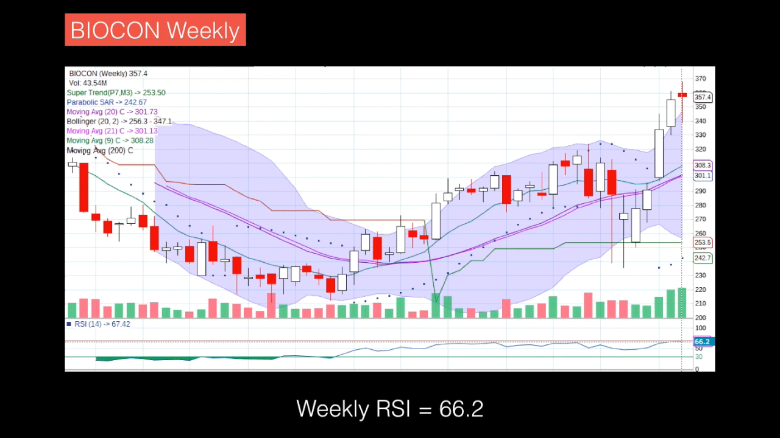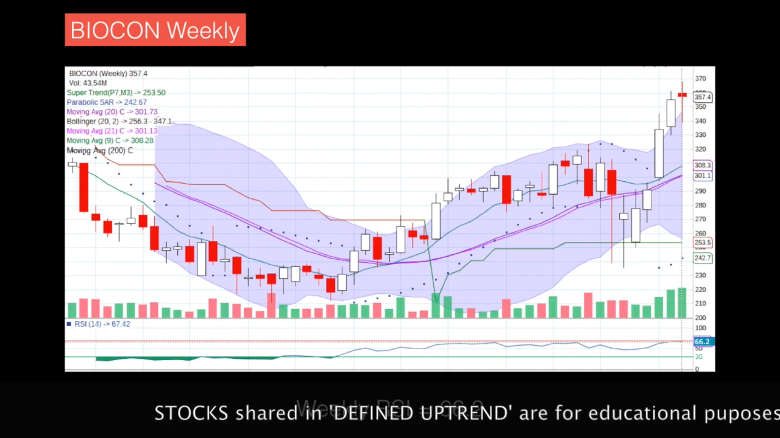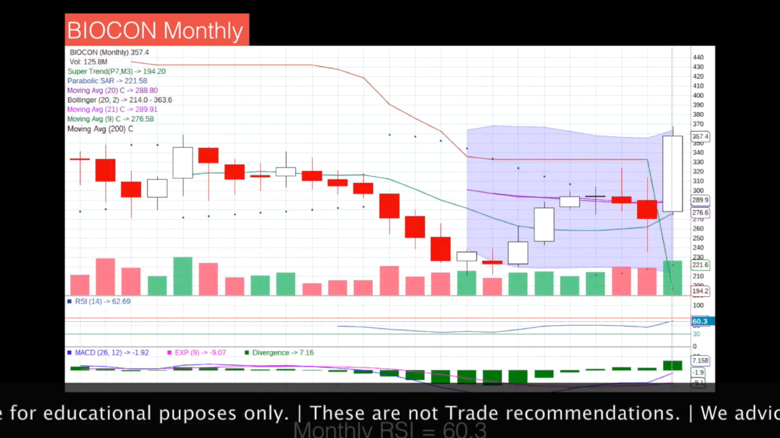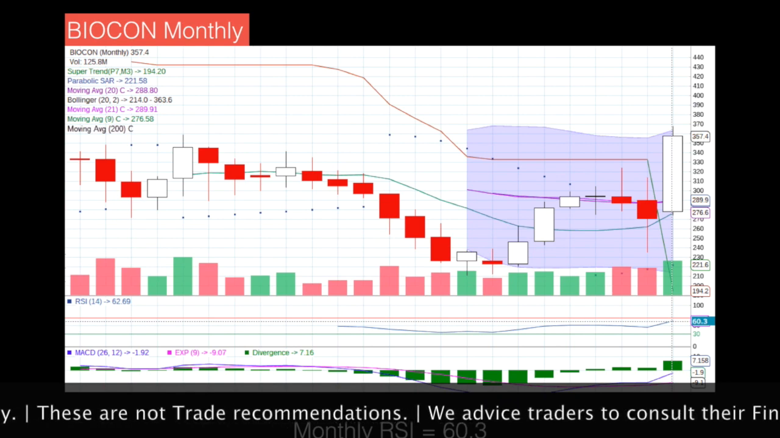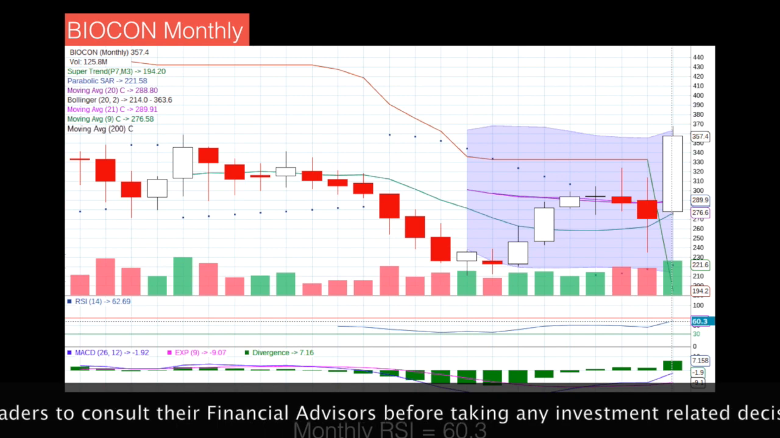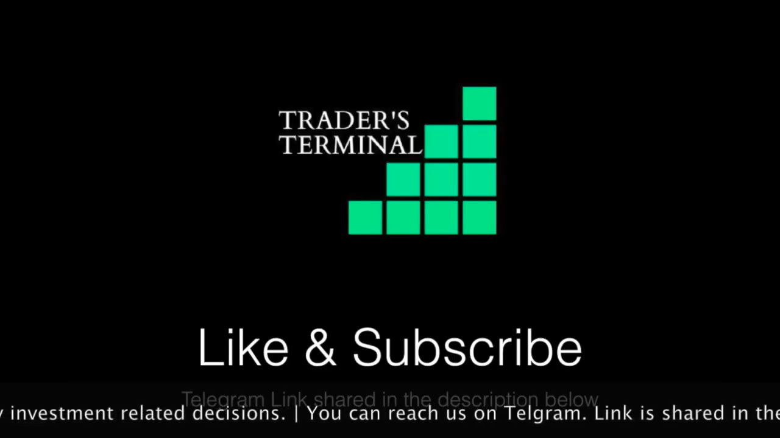This is the Biocon weekly chart. As we can see, the Biocon weekly RSI is at 66.2 levels. And this is the Biocon monthly chart, and as we can see, the monthly RSI of Biocon is at 60.3. Hence it meets all our criteria. Alright, with this we conclude today's lesson, Trading with RSI.